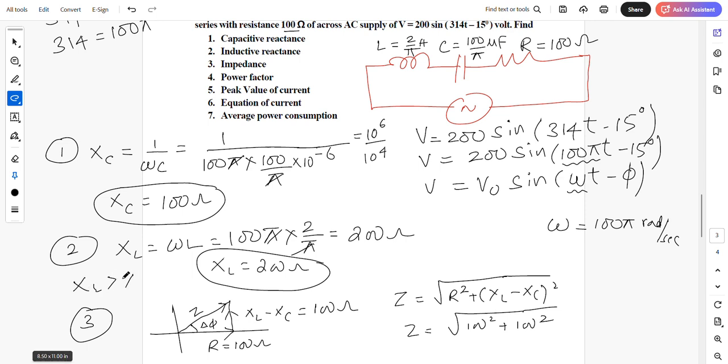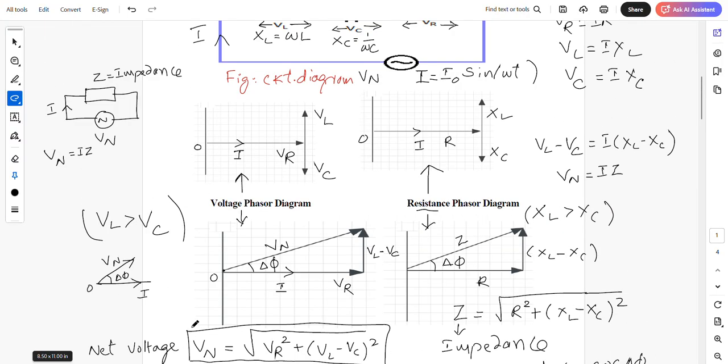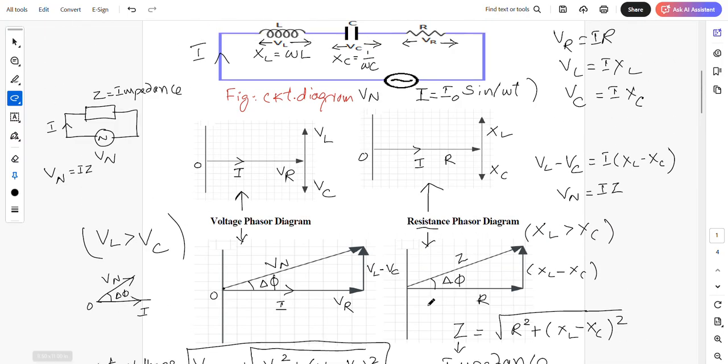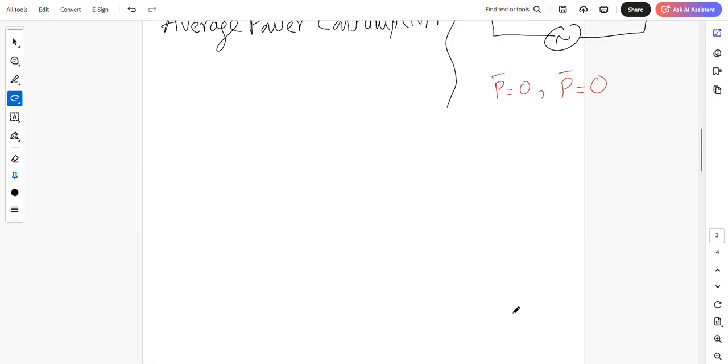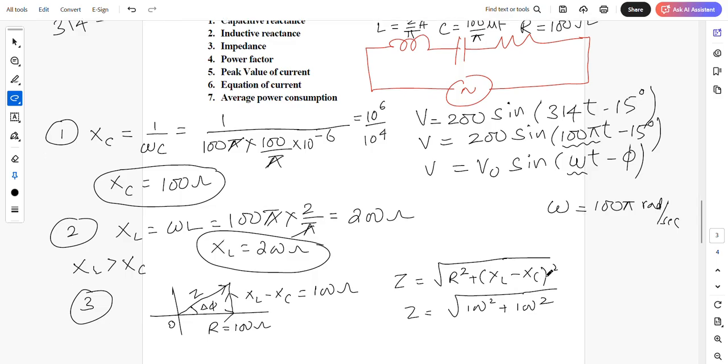Therefore, I can write this impedance phasor diagram. See how we wrote it here; in the same way, we are writing it. Hope you understood this. When XL is greater than XC, this is R, this is XL minus XC, this is Z. Z is equal to the formula. This is the impedance we are calculating.